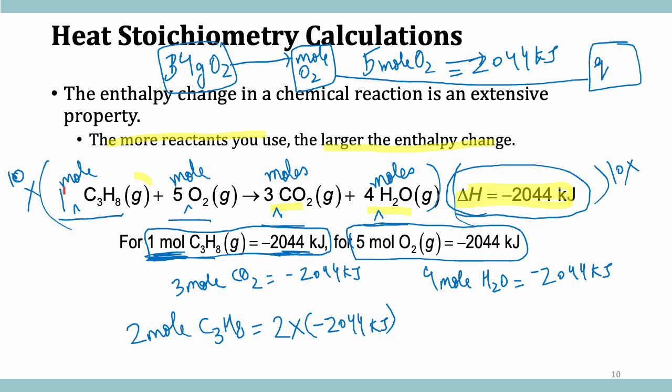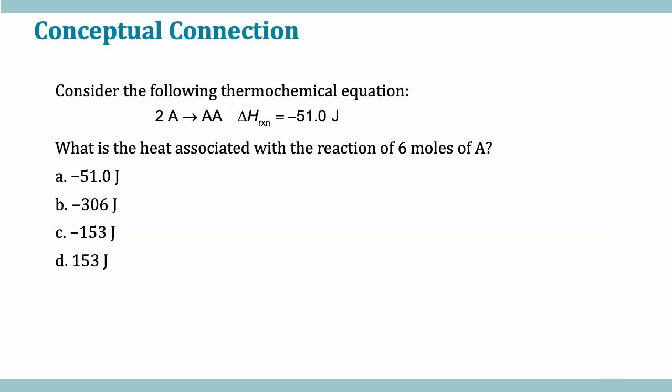How can I convert grams to moles? Using molar mass. We know 1 mole of oxygen is 32.00 grams of oxygen. From here we find moles. Once I know moles, I use this conversion factor, converted into heat in kilojoules. So you can relate stoichiometry with heat by using a balanced chemical reaction. Kind of like this.